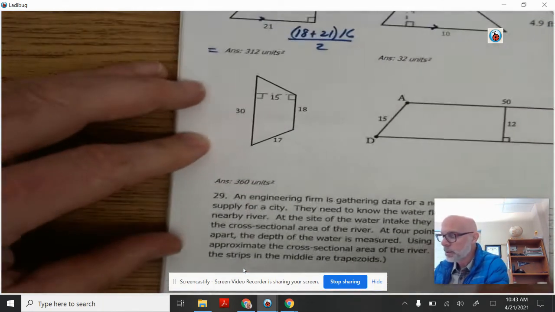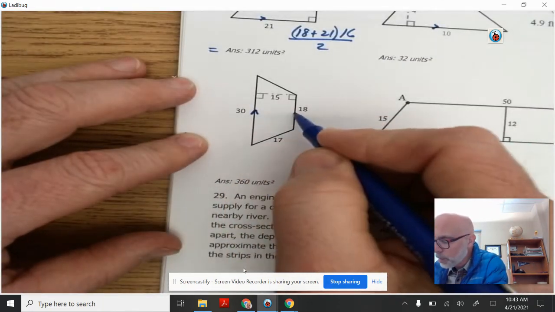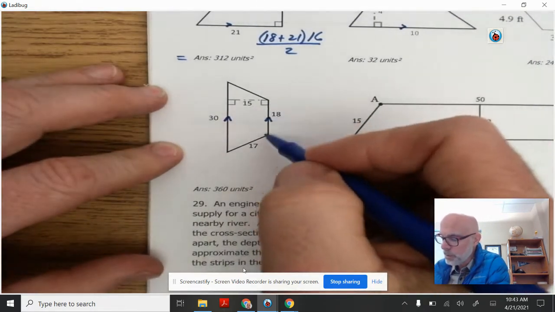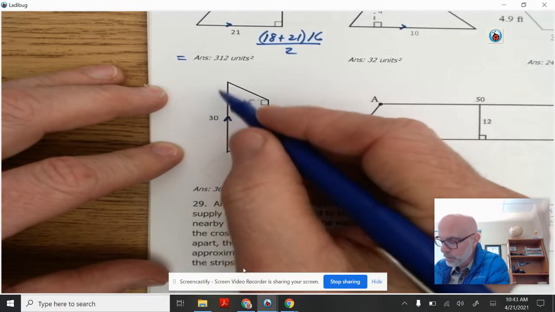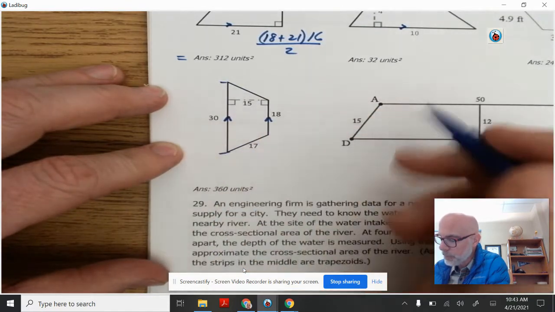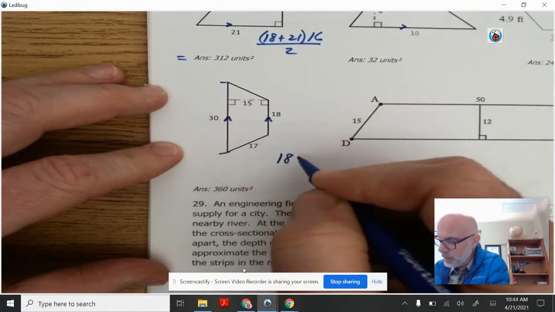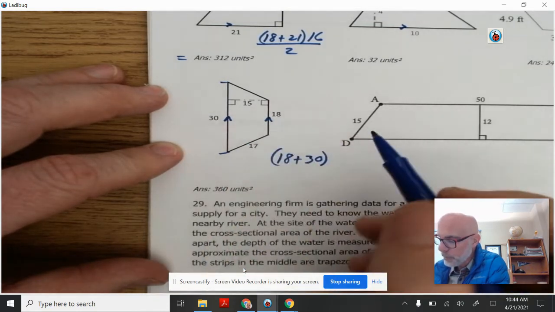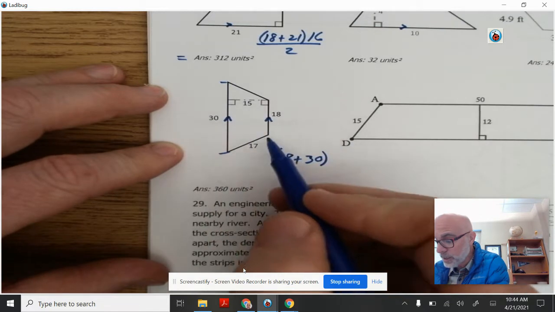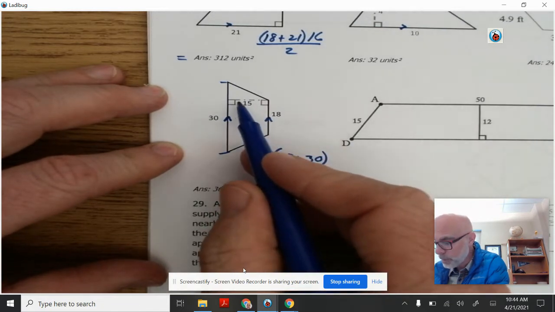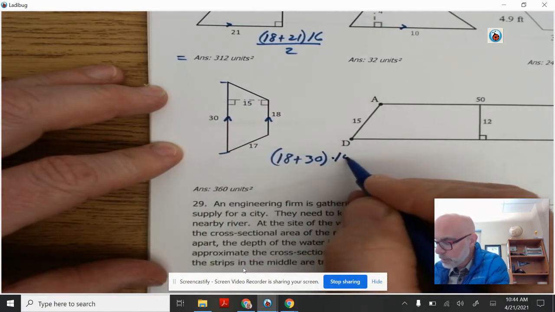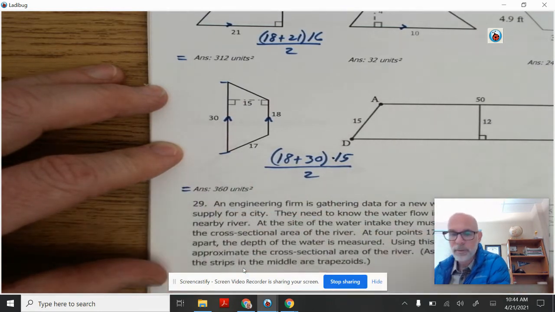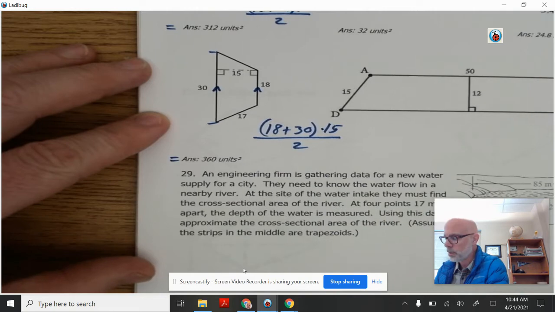Once again, the two that are parallel are base 1 and base 2. So in order to do this, you better use the 18. That 30 goes for this whole thing because it's not marked. So it would be 18 plus 30. That'd be your base 1 and base 2. And then the height would be 15, not 17, because the height is perpendicular. And then don't forget to divide by 2. So that's how you do those.